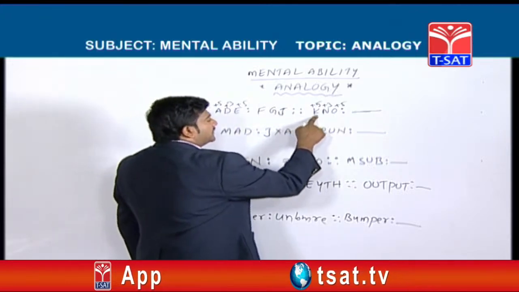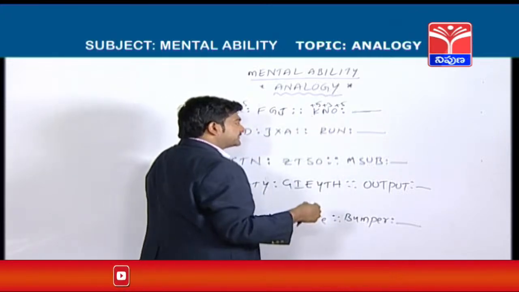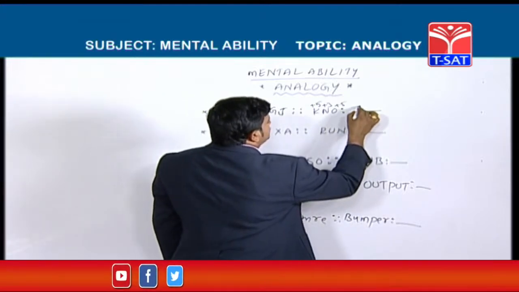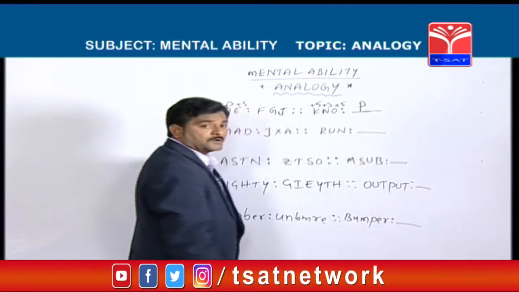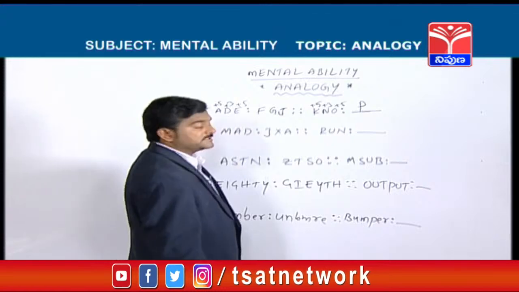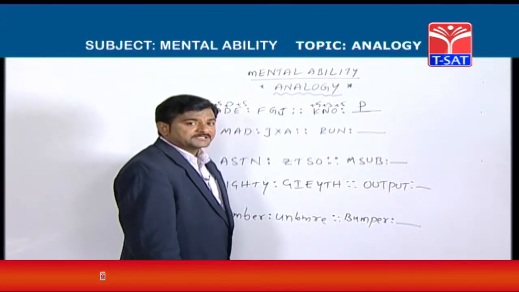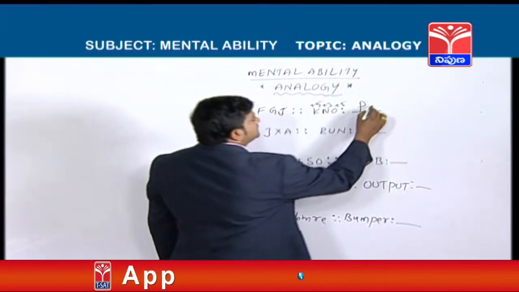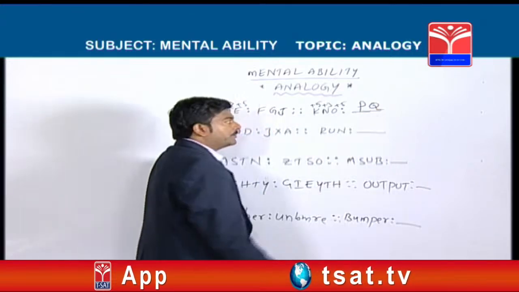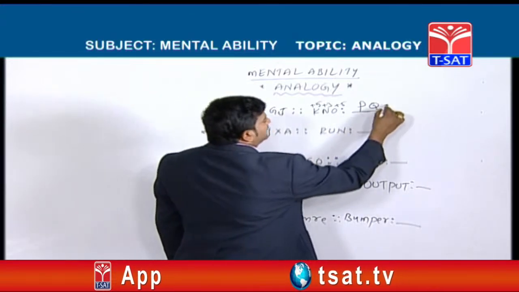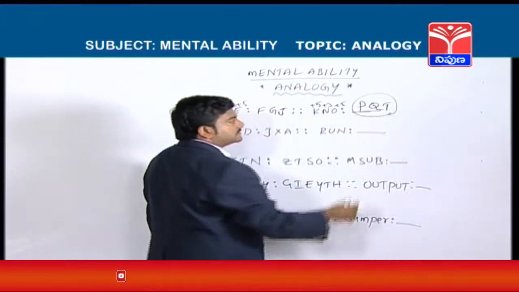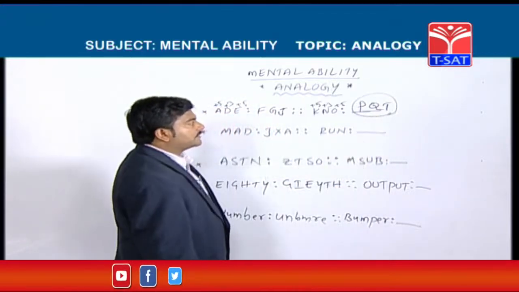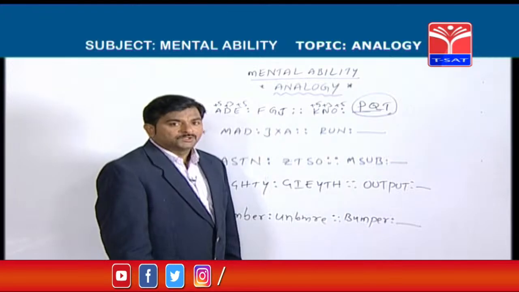See, K means 11. 11 plus 5 means 16. 16th one is how much? P. N means 14. 14 plus 3 means 17. Again 17th one is Q. O means 15. 15 plus 5 means 20. Hence answer for the given question is what I am getting? P, Q, T I am getting.